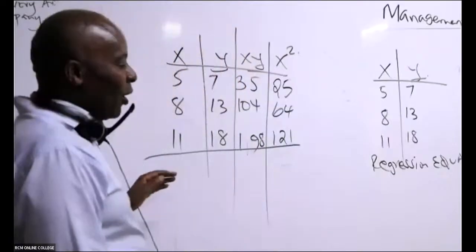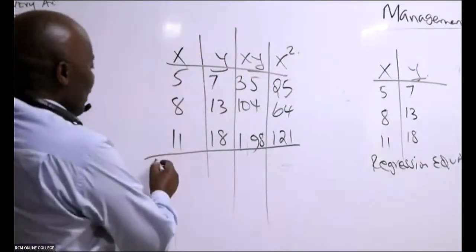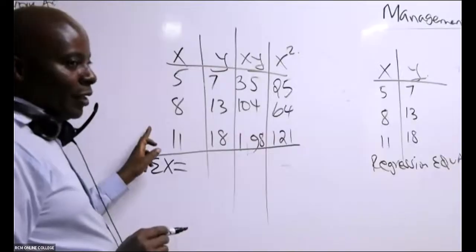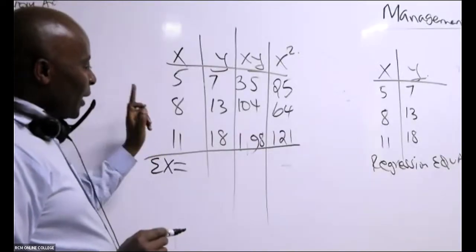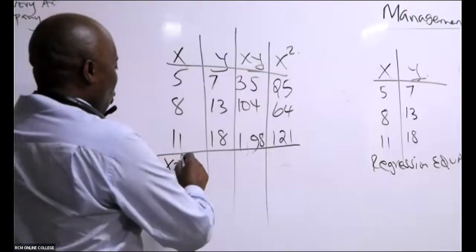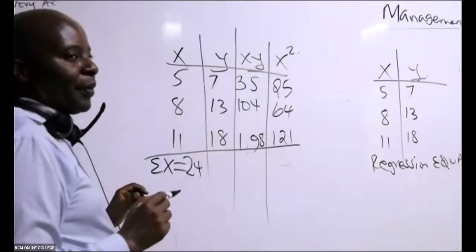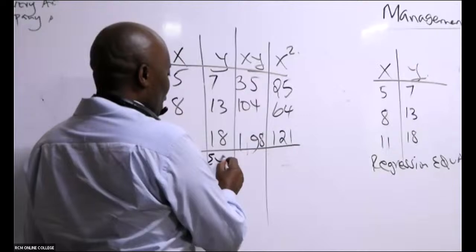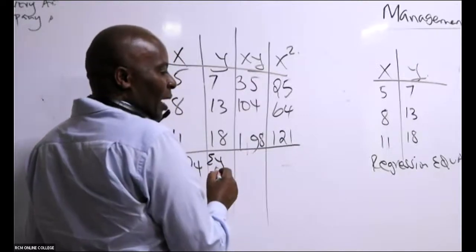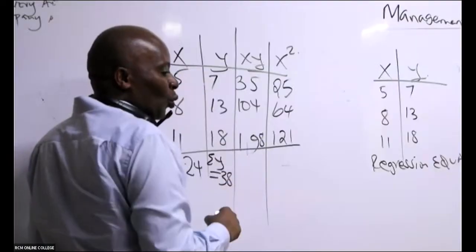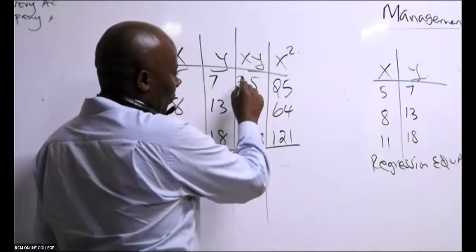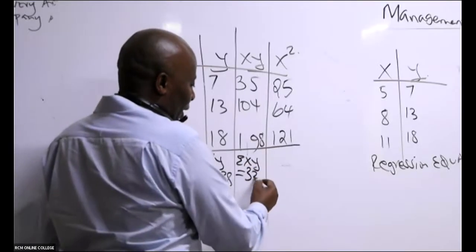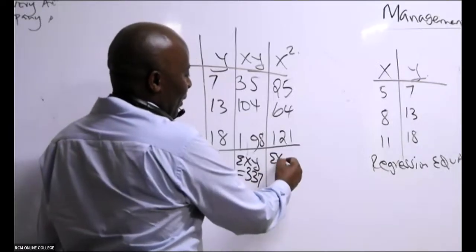Now from there, come and give us the summations, because those things you saw us writing down were summations. So give me the summation of x. You are adding the 3: 5 plus 8 plus 11. 24. Then go to the y. Summation of y is 38. How about summation of xy? 35, so summation xy will be equal to 337.